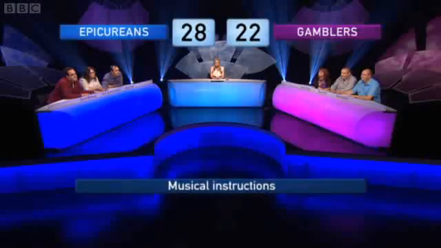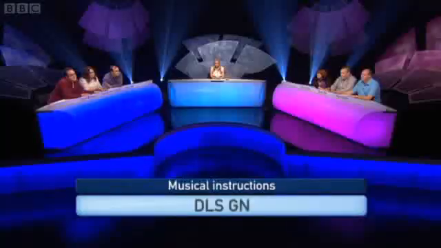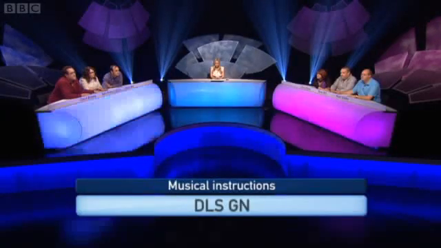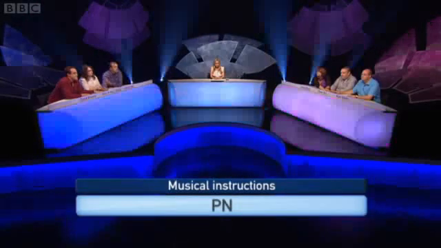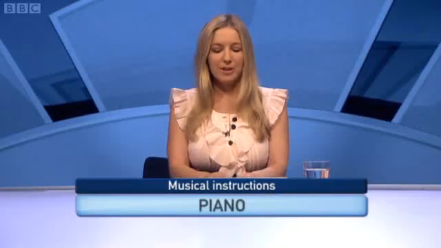Next category, musical instructions. Epicureans. Adagio. Correct. Epicureans. No, too long, I'm afraid you lose a point. Possible bonus, Gamblers. It's Dal Segno. Next clue. That last one was going to be piano or pianissimo, but that is the end of the quiz.